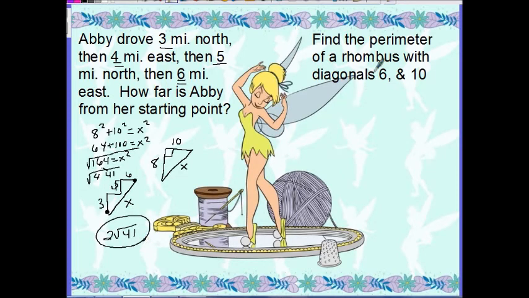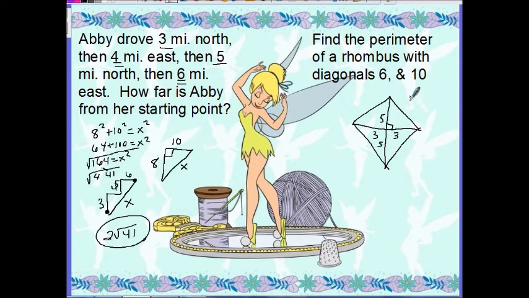Our second one, find the perimeter of a rhombus with diagonals 6 and 10. So let's go ahead and draw out a rhombus. It kind of looks like a diamond. And let's draw in our diagonals. Now, we've got to remember back to rhombuses and some of their properties. First thing that we know about the diagonals of a rhombus is that they're perpendicular. So that's important. We're going to have right triangles. Second thing, the diagonals bisect each other. So it's going to split it into 3 and 3, 5 and 5.